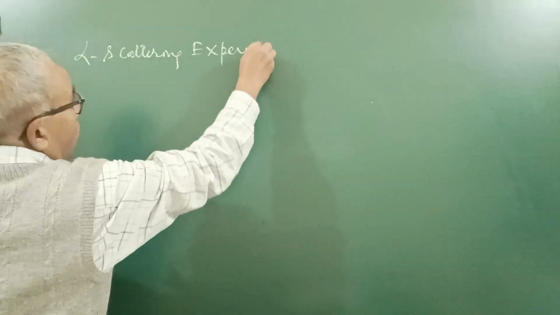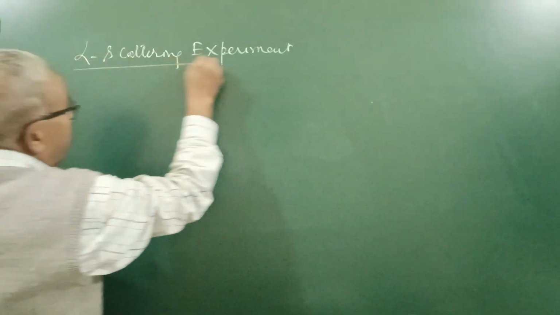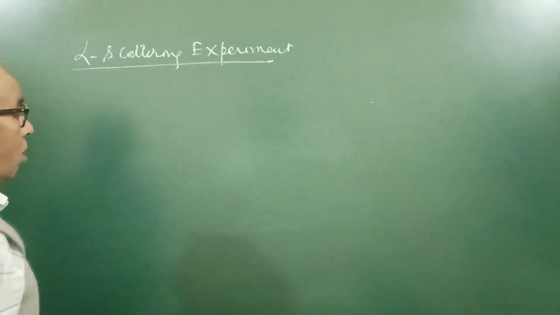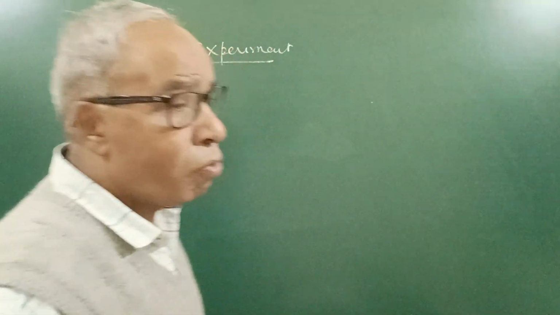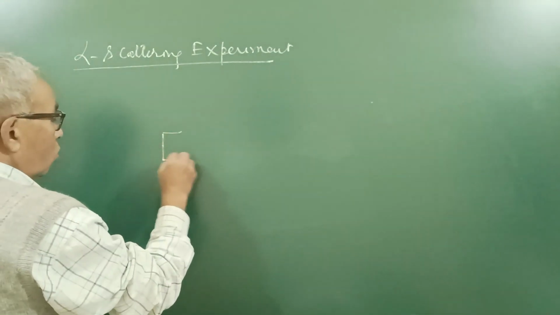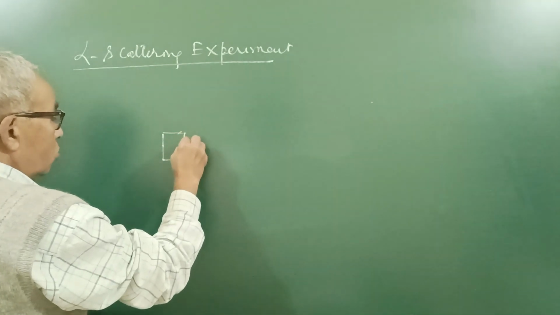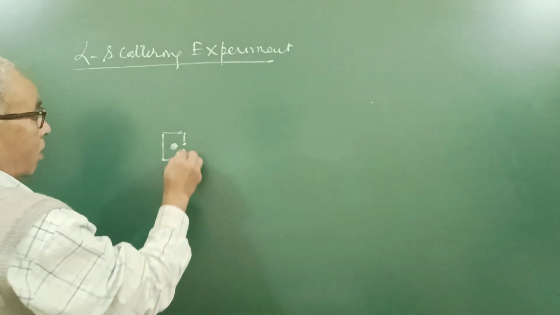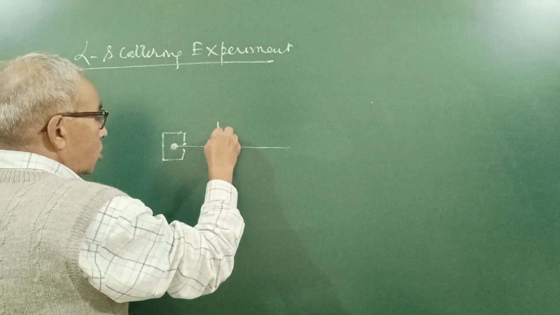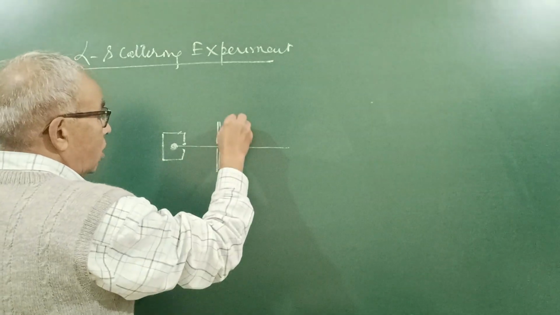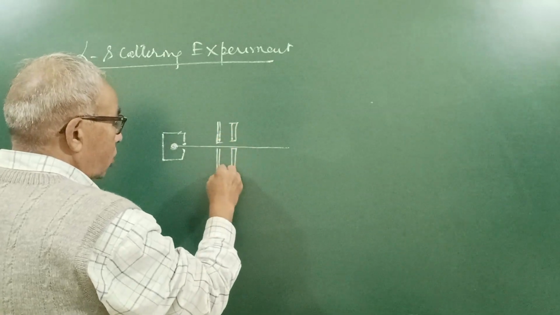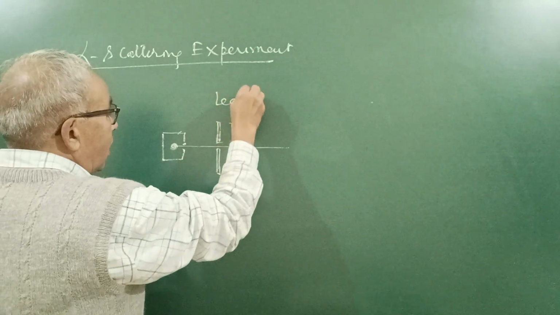You have to learn this thing. First of all, I told you it was performed by Geiger and Marsden. Here they took a source of alpha particles, bismuth, just as I told you. Here is the source. A narrow beam is obtained by passing through two bricks of lead. Lead actually absorbs alpha particles, and there is a narrow hole. So these are lead bricks.